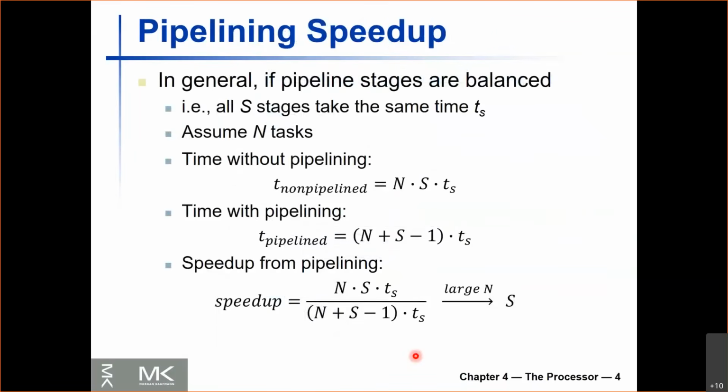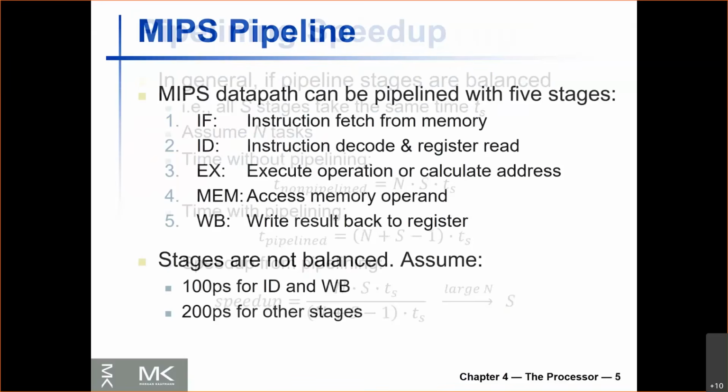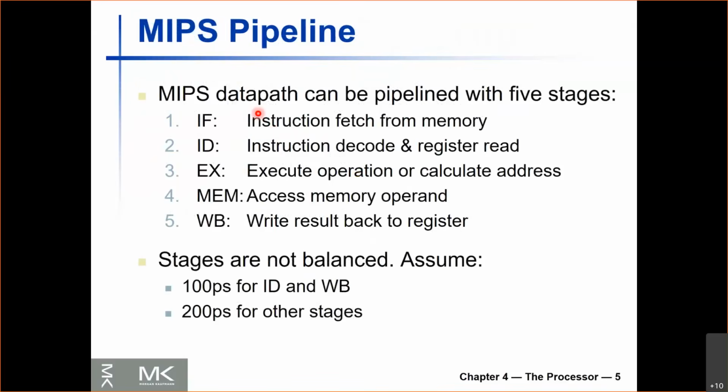when we do pipelining, when we take a task and we pipeline it to S stages, if all the stages are balanced and if we have a very large number of tasks, we get a speedup of around S, where S is the number of stages. We then looked at pipelining the data path, and we said that in the MIPS pipeline, we divide it into 5 stages: instruction fetch, instruction decode, execute, memory, and writeback.